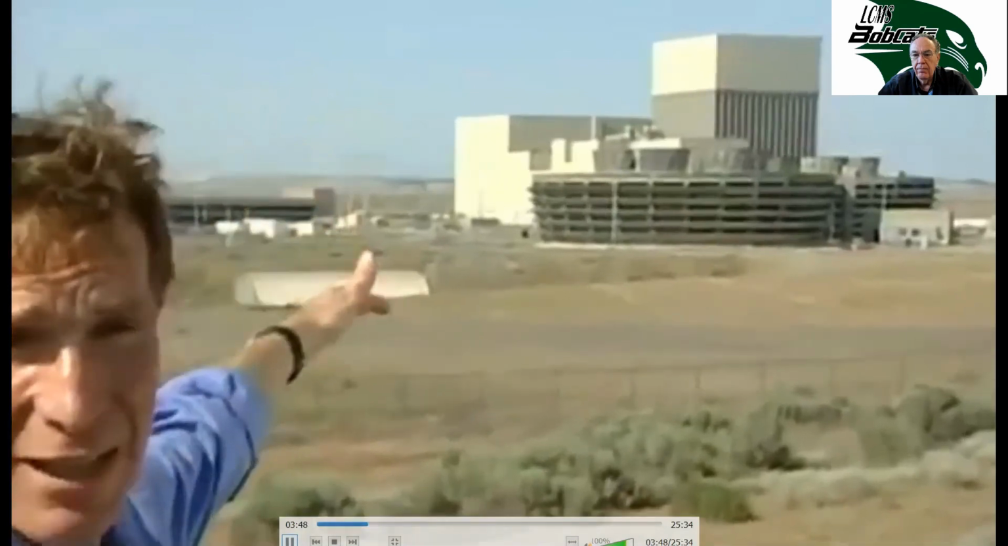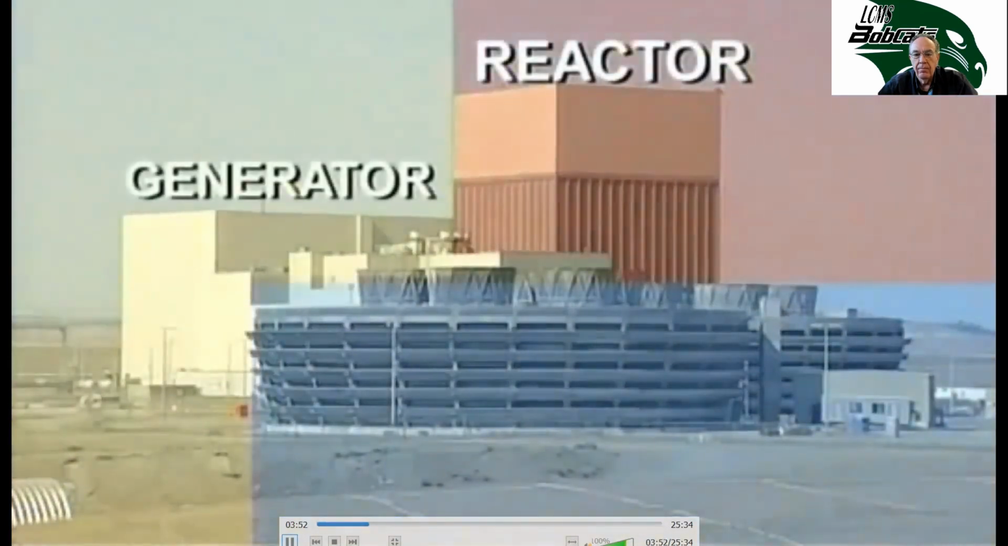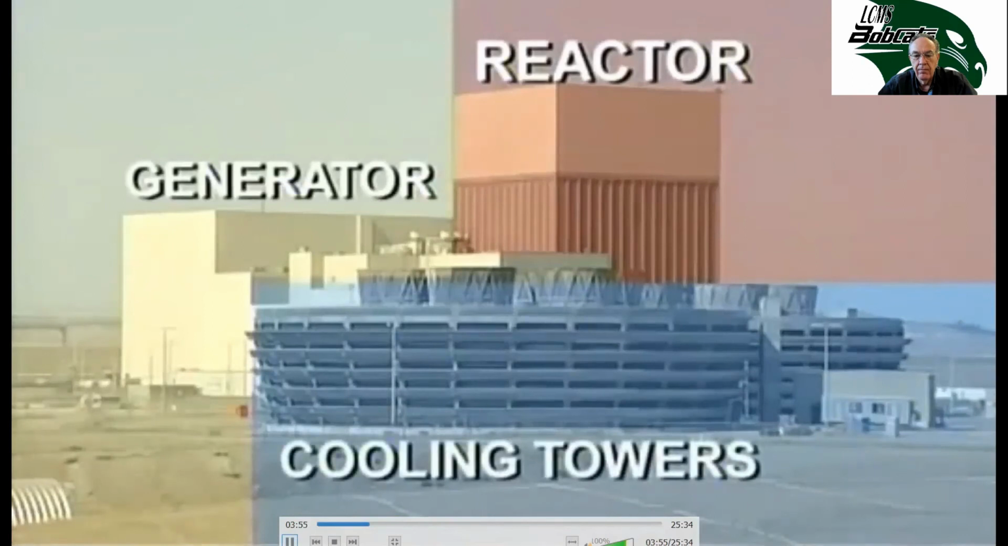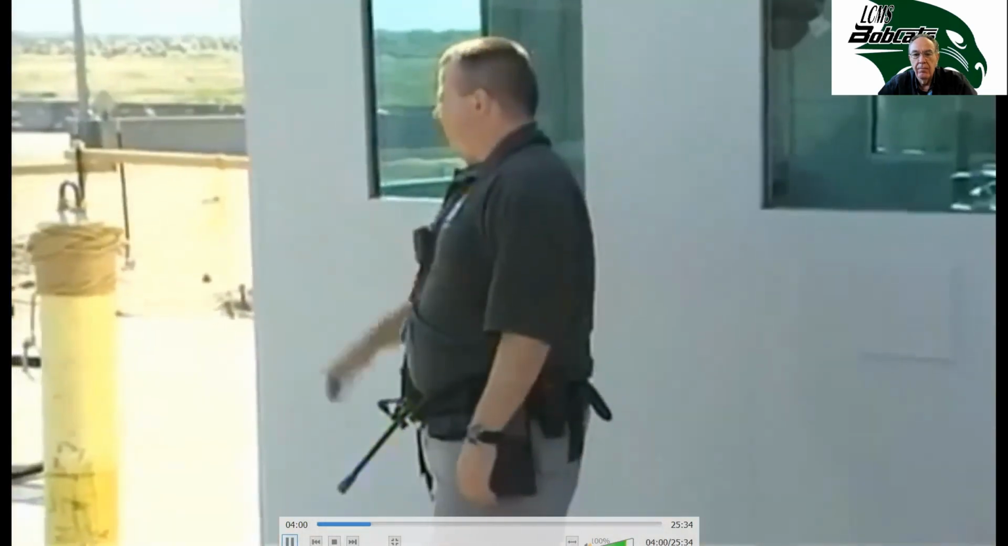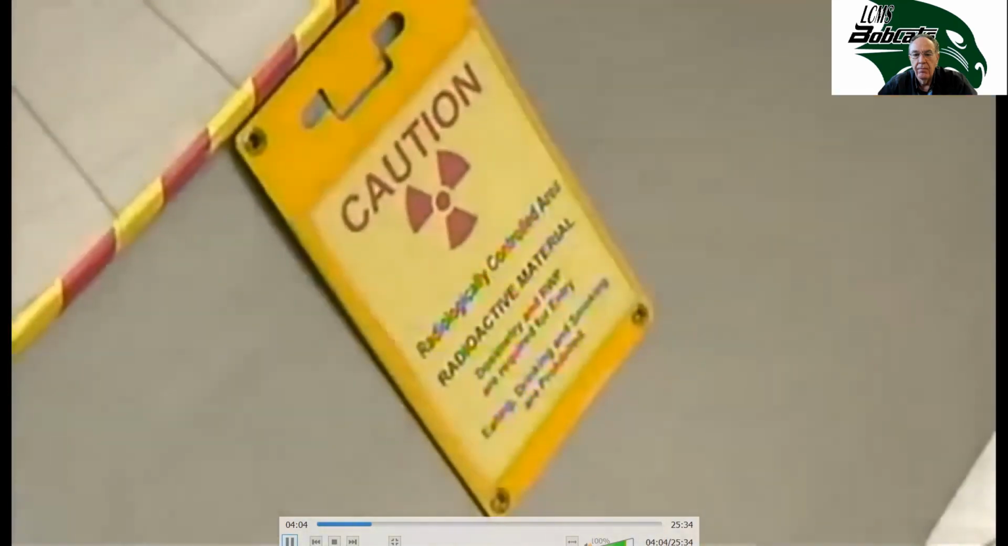This is the Columbia Generating Station, the only nuclear power plant in the Pacific Northwest, but there are 103 nuclear power plants in the United States operating today. The big tall building's the reactor, the big lower building is the generator, and the round buildings near us are the cooling towers to keep the steam going through the electrical generating cycle. At a nuclear power plant, everybody who comes in gets checked out by guys like these. It's a pretty secure place.